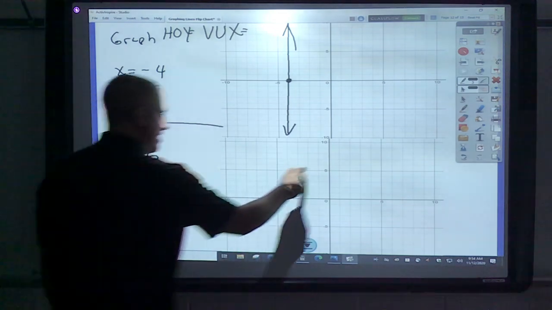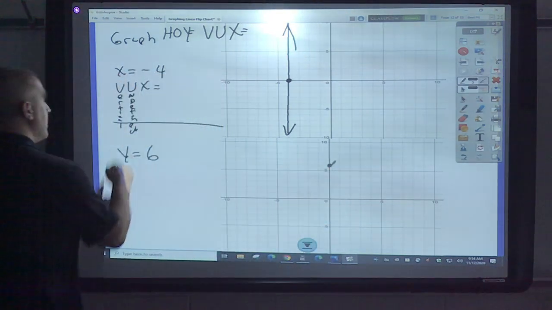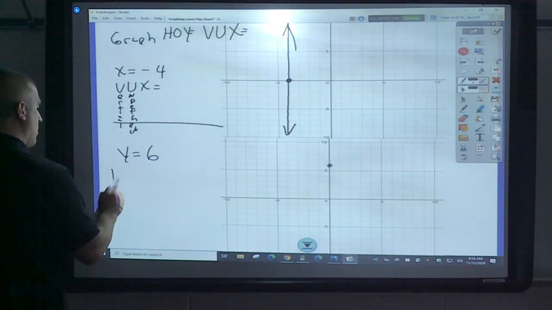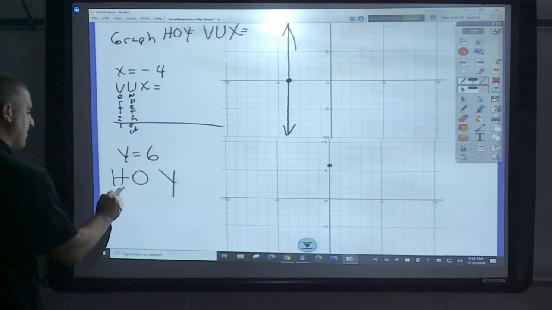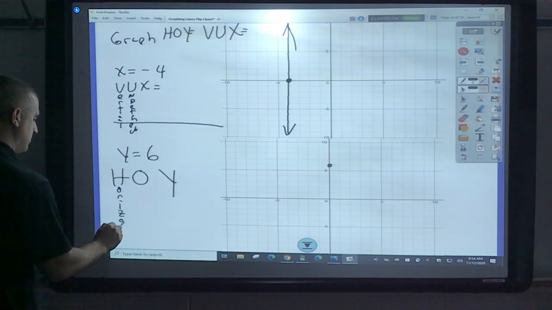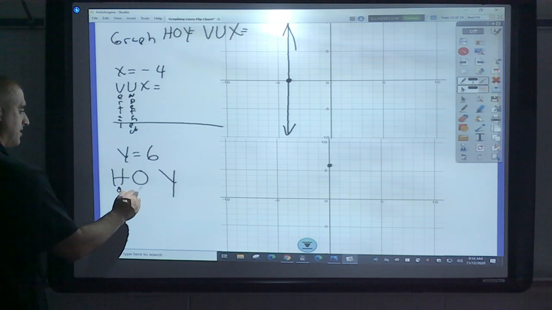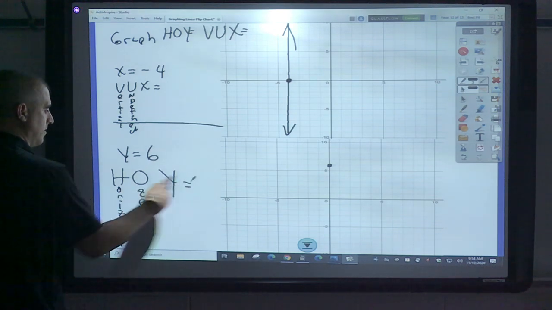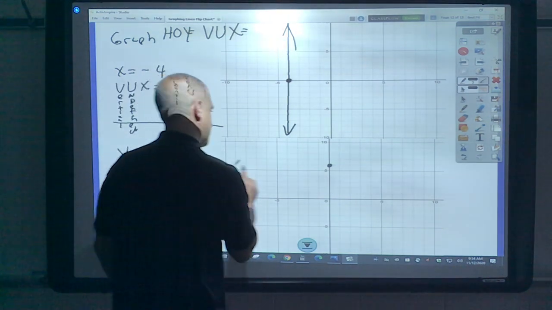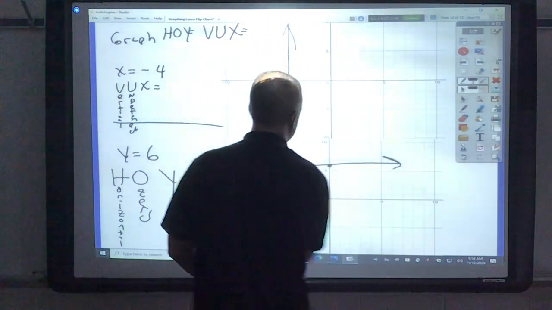This one I would plot at y is 6. Okay, is this a Hoy or a Vux? Well, this would be a Hoy. Well, what does the H stand for? Horizontal. Okay, and that's 0 slope. Y equals. So what I would do is just make a horizontal line through this.